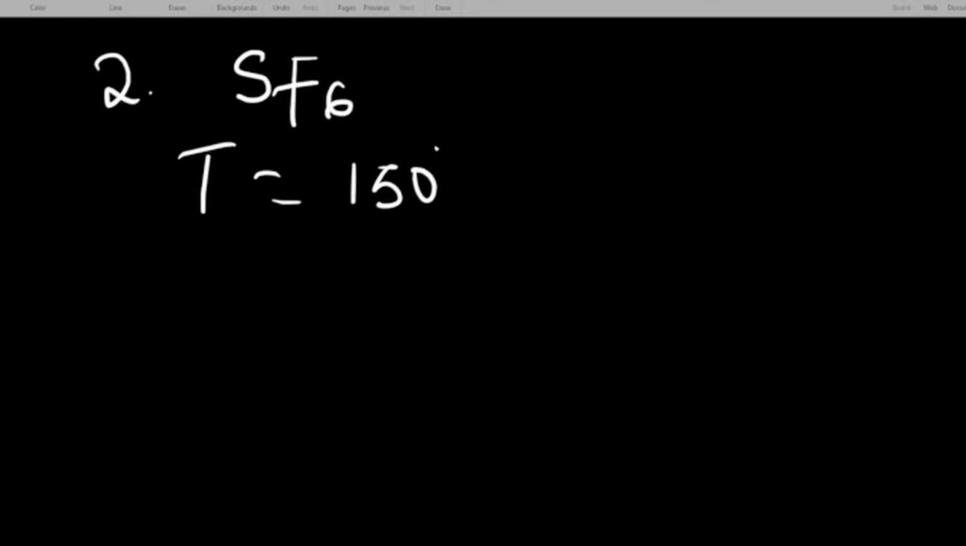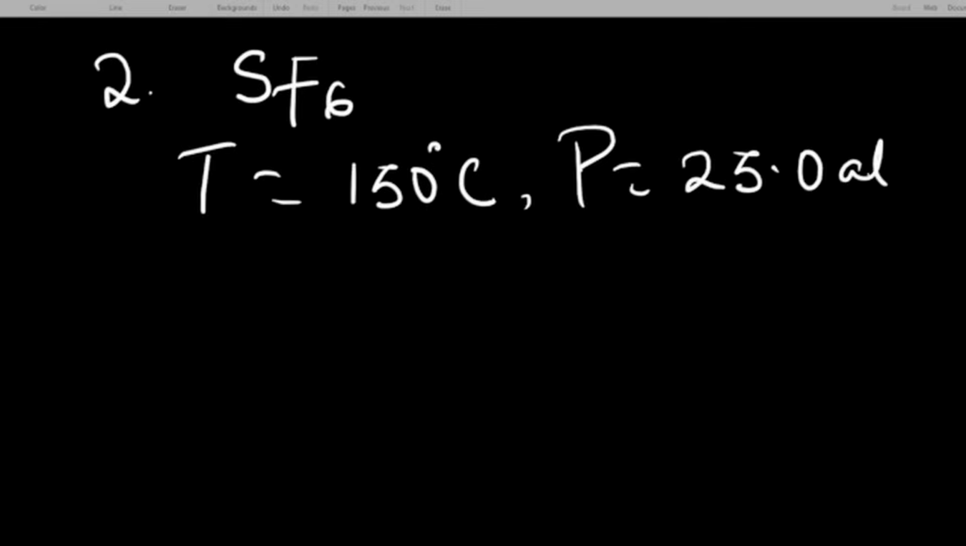So let me use another page. This is question 2. The chemical formula for sulfur hexafluoride is SF6. So we have 6 atoms of fluorine and 1 atom of sulfur. Again, we're given our temperature to be 150 degrees Celsius, and our pressure was given to be 25.0 atm. Now let's solve this question together.